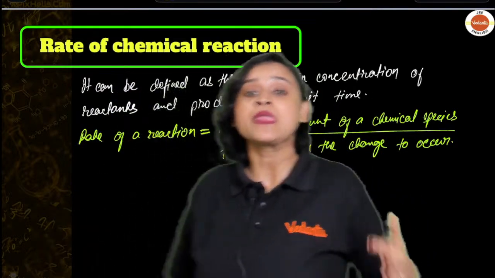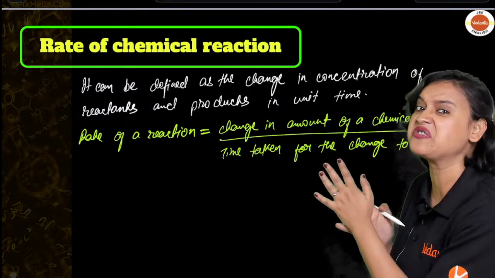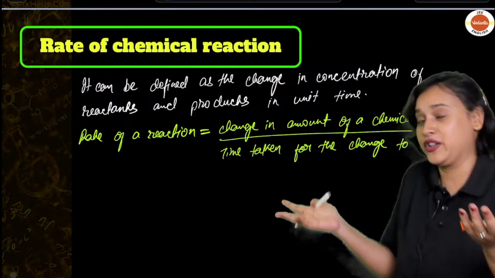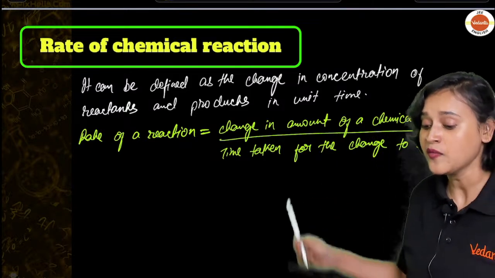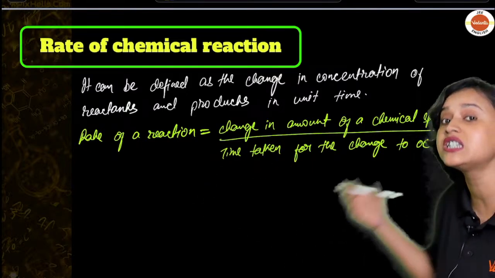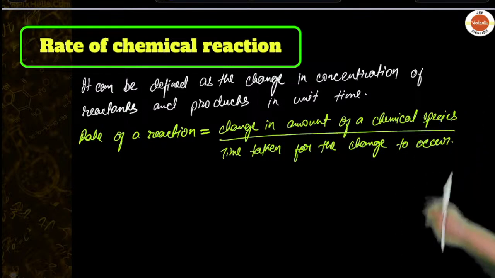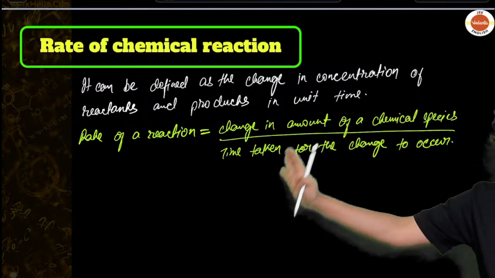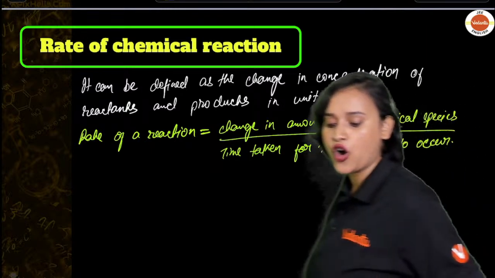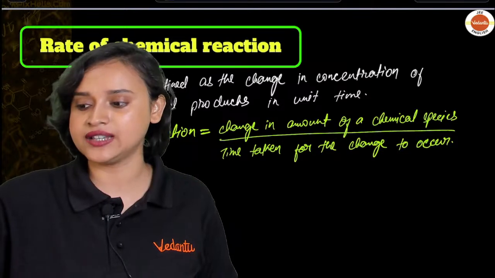Clear? So how do you write it in a little bit mathematical way? In this session we will also do a lot of mathematics, guys. Yes, sad. I also do not like mathematics, but can't help it. It's there, so it's there. So rate of reaction is equal to change in amount of chemical species. What is species, guys? Species can be atoms, it can be ions, it can be molecules, etc. So the change in amount of a chemical species divided by time taken for the change to occur. Yes, this, my dear student, is your rate.